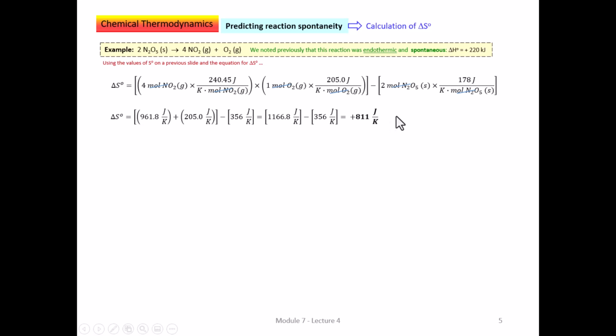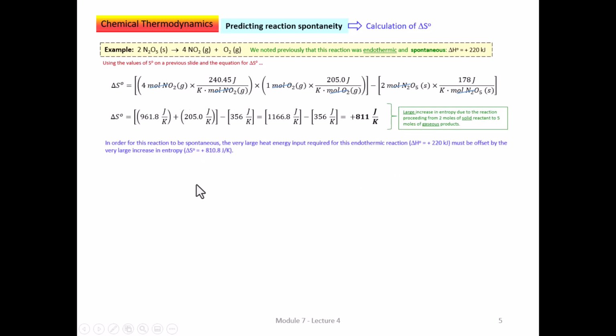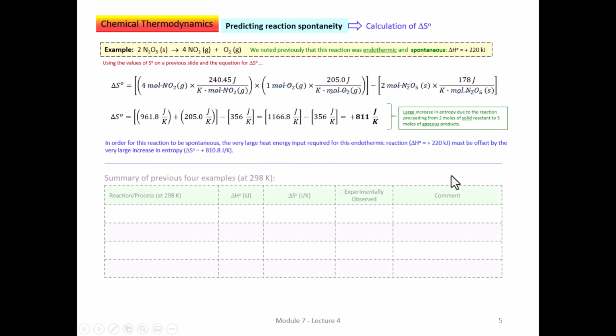In comparison to some of the other deltaS values we calculated, this is fairly large, and it's fairly large and positive. Again, not surprising, you're producing 5 moles of gas from 2 moles of solid. So if this reaction is spontaneous, this must be entropy driven because the deltaH term is certainly not favorable.